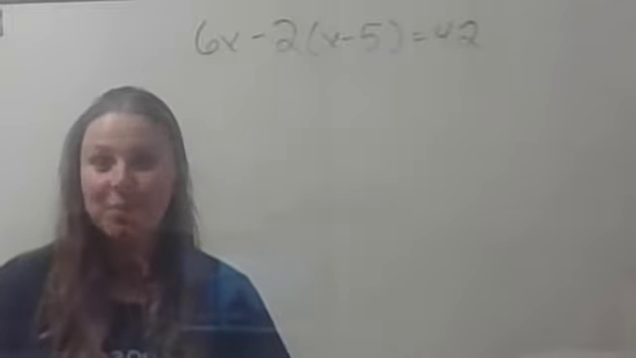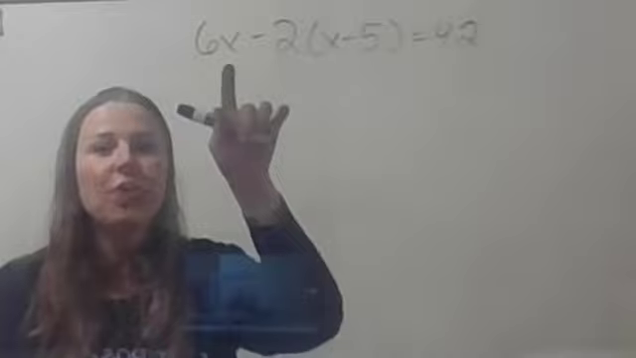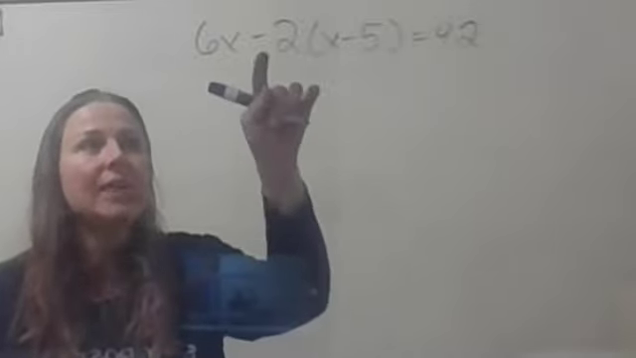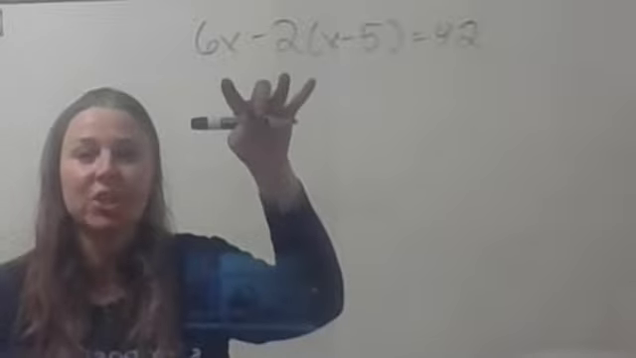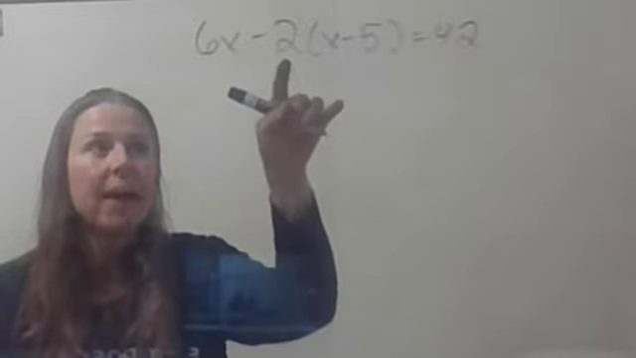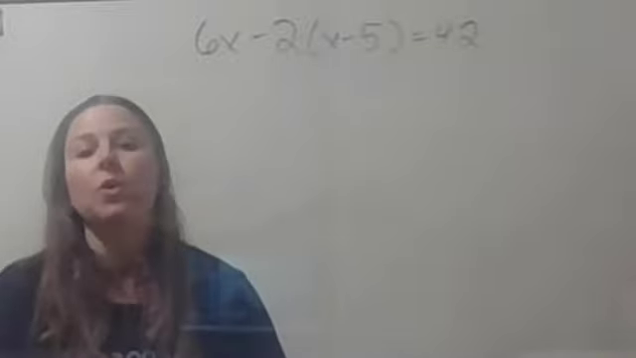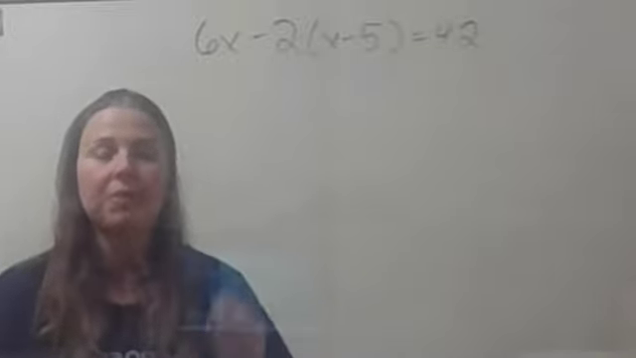I bet you're an expert at this now. So go ahead and try this one and hit pause and see how you do. This is pulling in the negatives and the like terms. So it's 6x minus 2 times x minus 5 equals 42. When you have the answer, hit play and I'll go over it.